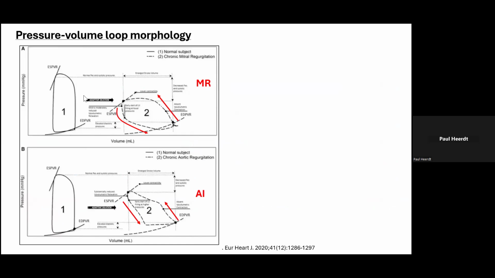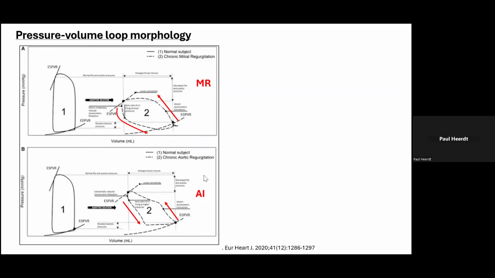Morphology is important. This is an example of a normal PV loop. This is in the setting of significant MR. You can see with the initial contraction, the incompetent mitral valve allows regurgitant flow, so there's no isovolumic contraction. You end up with a very high left atrial pressure, which quickly exceeds the left ventricular pressure during diastole, so there's a very short, if any, isovolumic relaxation period.